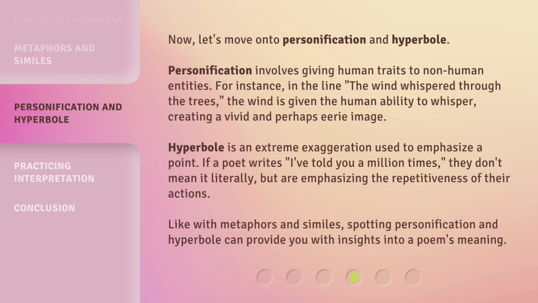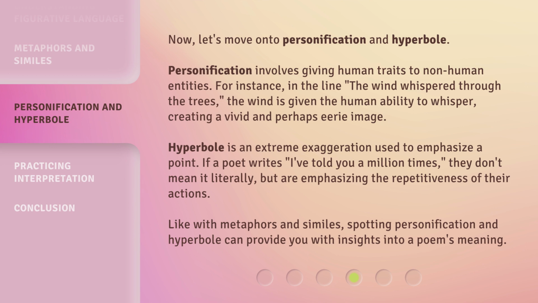Now, let's move on to personification and hyperbole. Personification involves giving human traits to non-human entities. For instance, in the line, "The wind whispered through the trees," the wind is given the human ability to whisper, creating a vivid and perhaps eerie image.